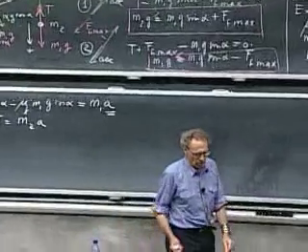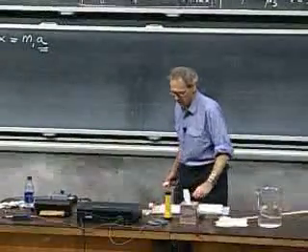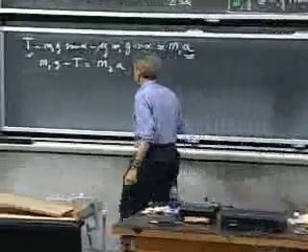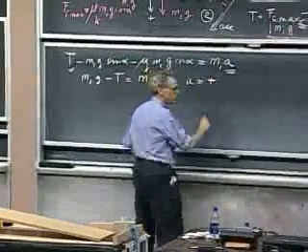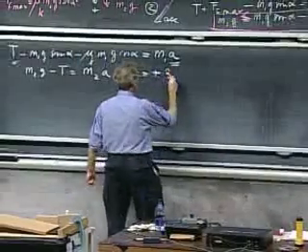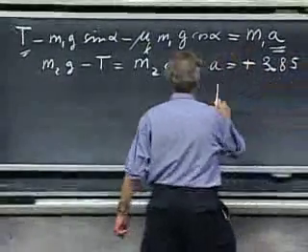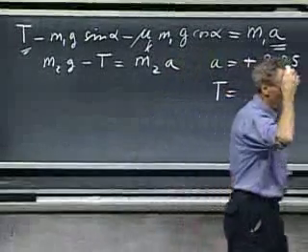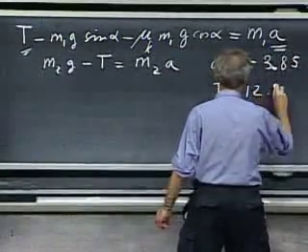It's very easy. You just add them. I'll just give you the results. I find that the acceleration a equals plus, I think, 3.85. That is correct. Plus 3.85 meters per second squared. And I find that the tension equals 12.3 newtons.